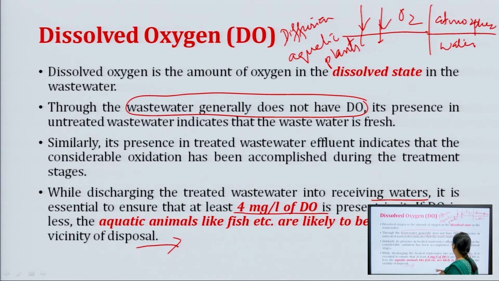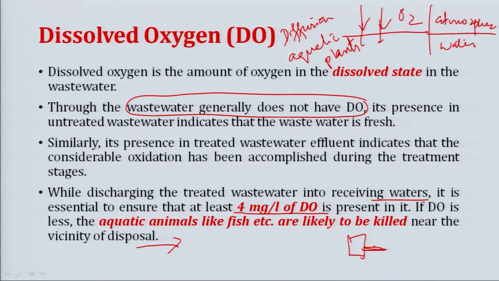So, say for example, you have an industry here and it is discharging its effluent into a river. Okay. The effluent you discharge here should have at least 4 milligram per liter of DO or dissolved oxygen, right. If not, you will have fish kills here in this vicinity, right.